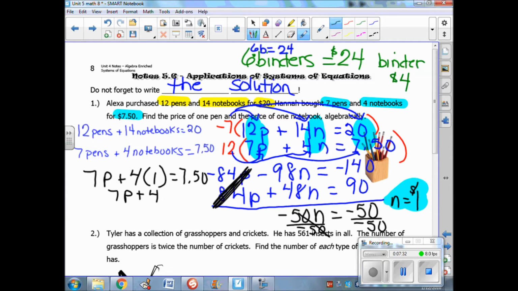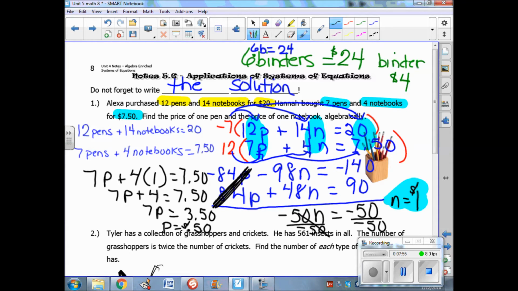7p plus 4 equals 750. I've got to subtract 4 from both sides. So 750 minus 4 gives me 350. Divide by 7. I'm just a little tight on space here. And I end up with 50 cents for a pen.